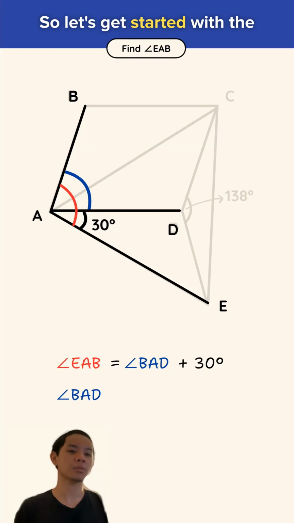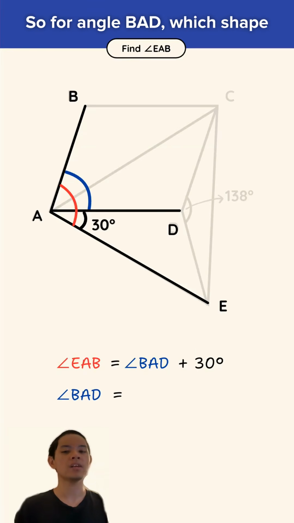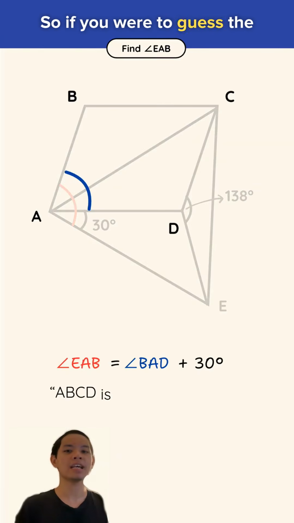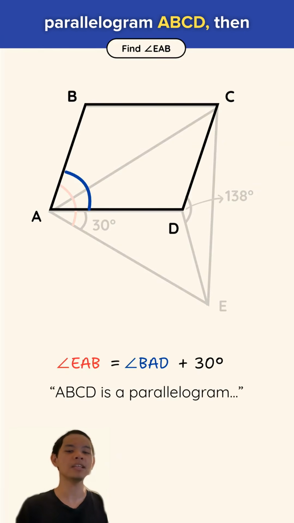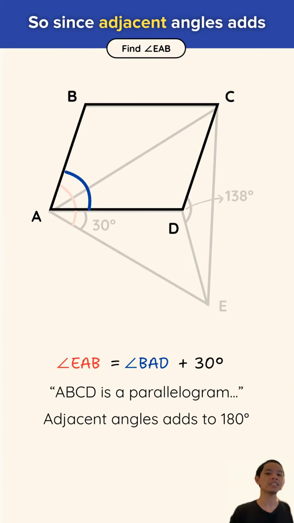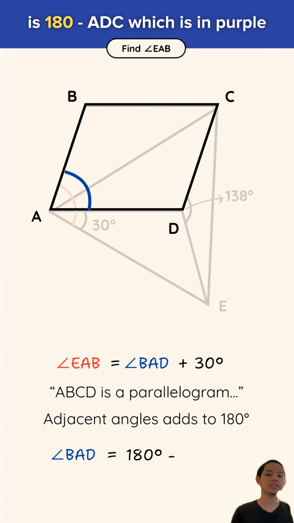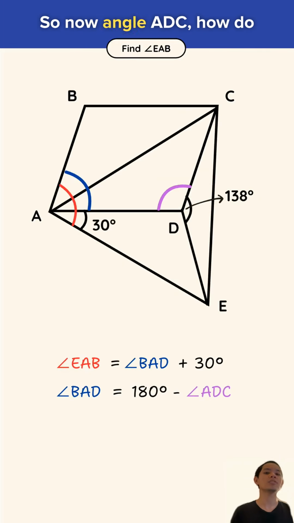So let's get started with the first angle, angle BAD. For angle BAD, which shape do you think it's part of? If you were to guess the parallelogram ABCD, then you're right. Since adjacent angles add to 180 degrees, that means angle BAD is 180 minus ADC, which is in purple over here. So now angle ADC. How do you find angle ADC?